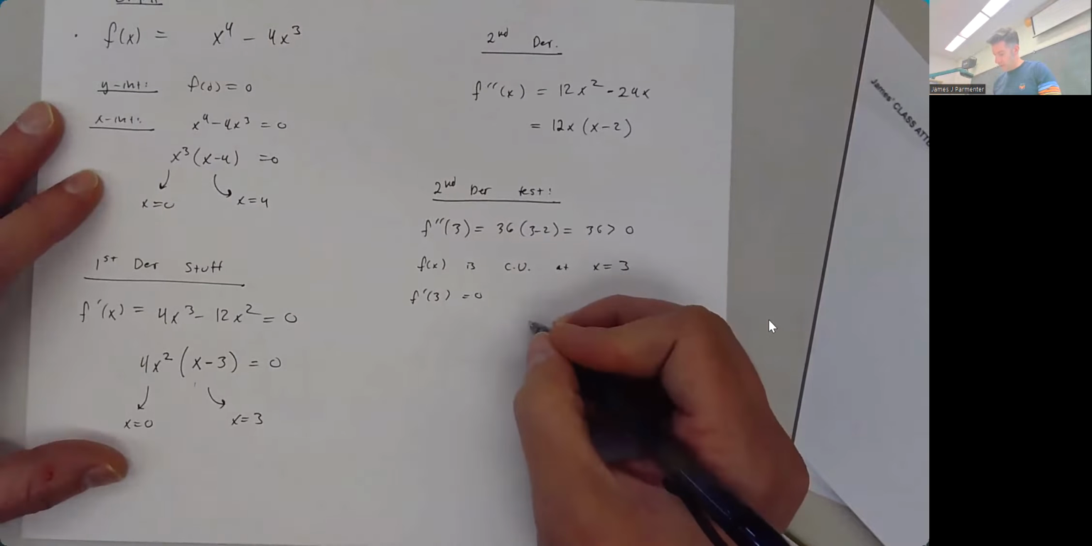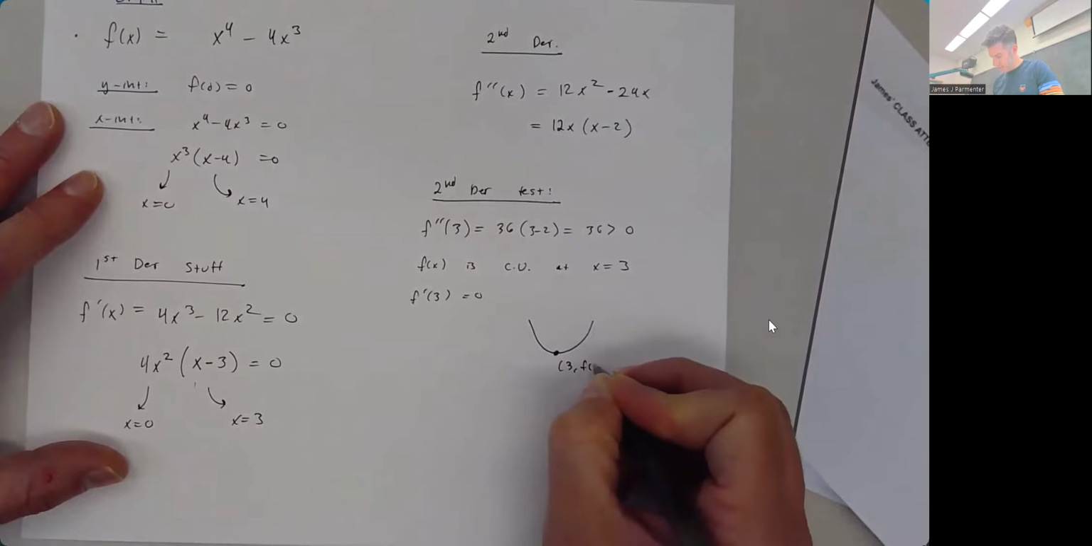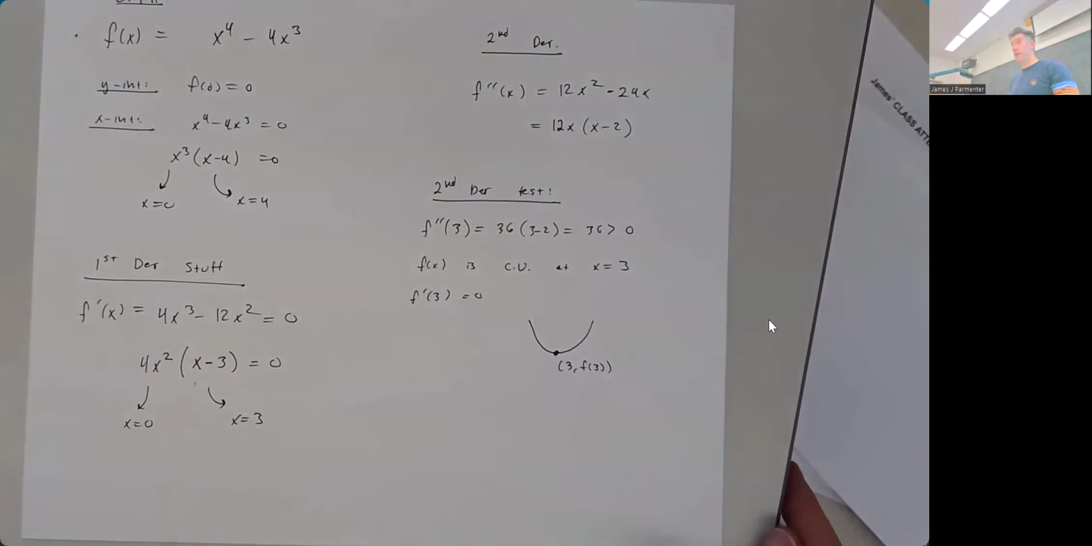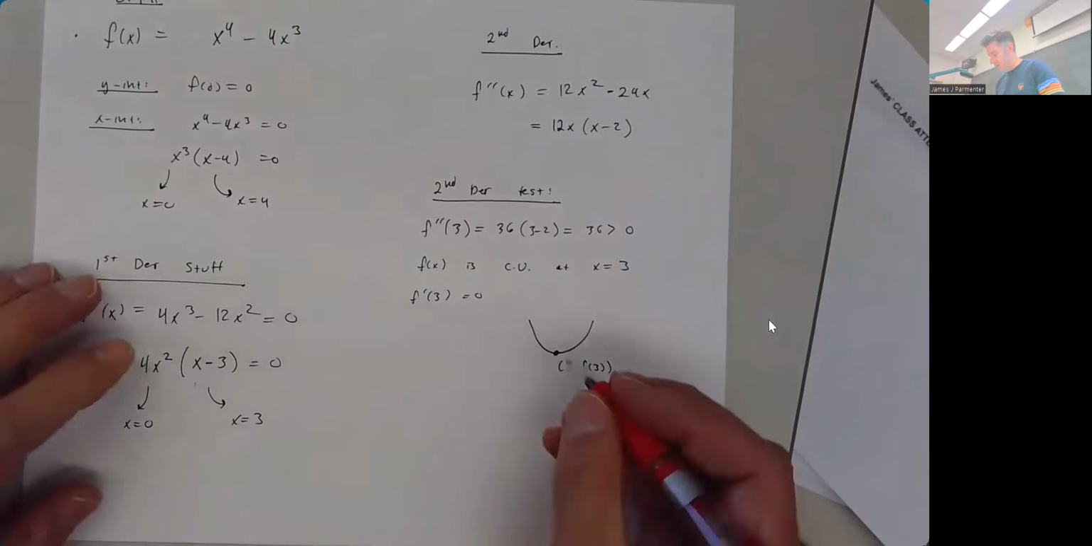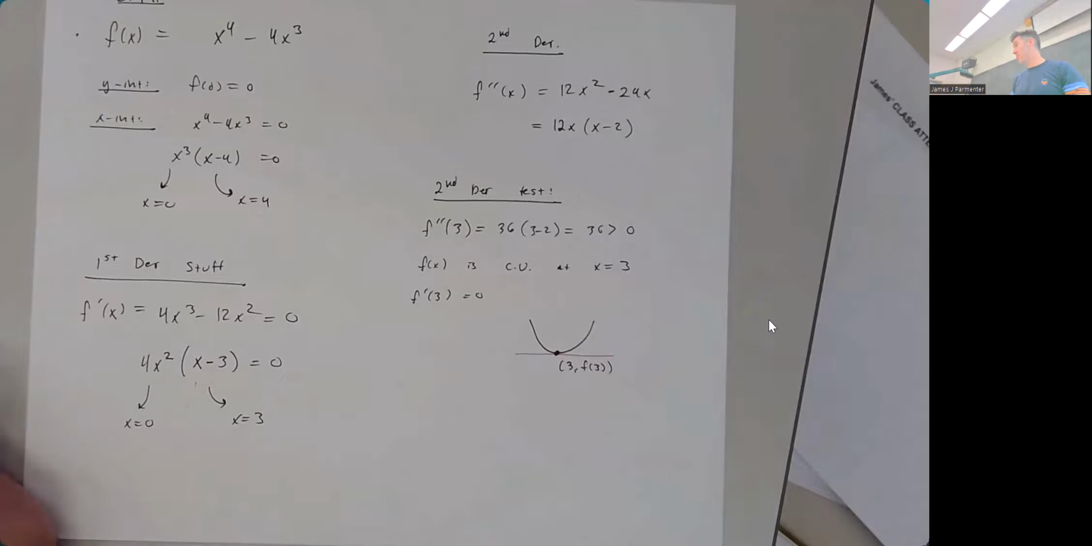So at 3 we have something that has to look like this. There's no other choice. You have to have a horizontal tangent. It has to be concave up. So actually, I'm going to wait a minute to write down what the actual second derivative test is.